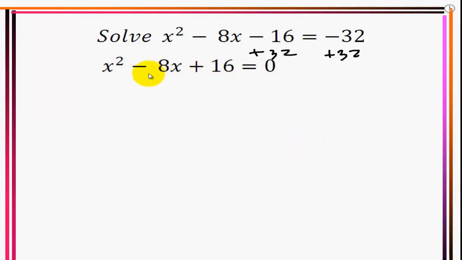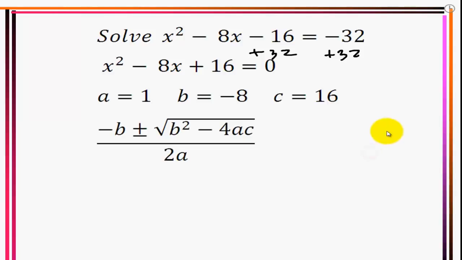Make sure that the exponent of your x is in descending order. Your a is always the coefficient of your x squared. Your b is always the coefficient of your x, and make sure that you include whatever the sign of your b. In this case, we have a negative 8. And then c is your constant. So I have a equals 1, b equals negative 8, c equals 16. Now using this formula, replace b by negative 8, a by 1, and c by 16.